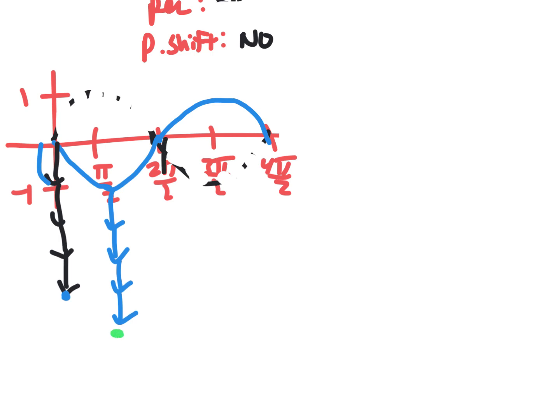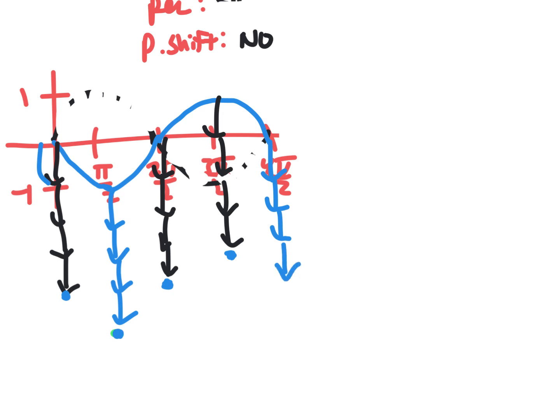Bring this one down. 1, 2, 3, 4. And my new point can be right there. Bring this down 1, 2, 3, 4. And my new point can be right there. Make them all blue, I guess. And then this one comes down 4. My new point's right there. And so there's my new wave. That make sense to you?